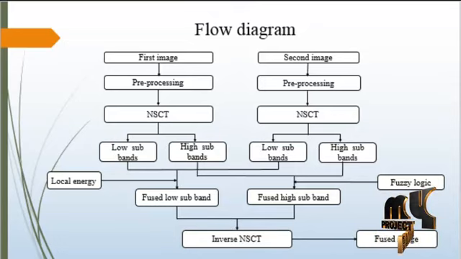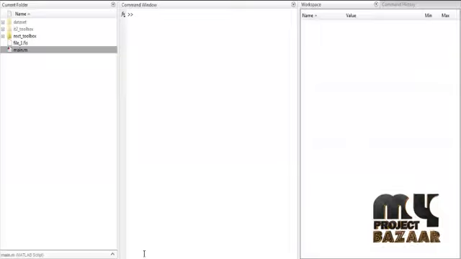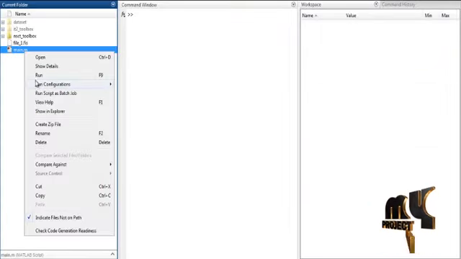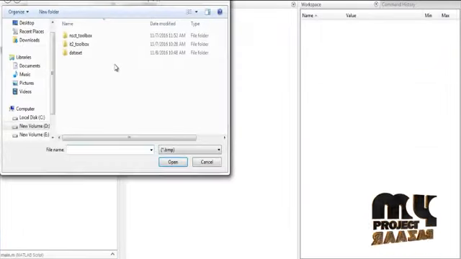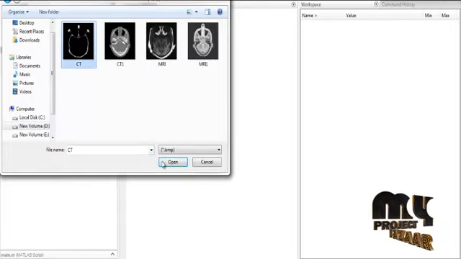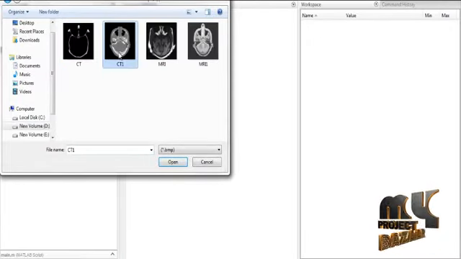Inverse NSCT is the NSCT reconstruction process, and then we get the output image as fused. The output of the inverse transform is the fused image. Let us discuss the running procedure of the product. For executing the product, run the main file. Select the input images from the dataset.